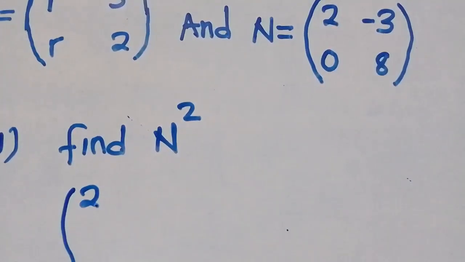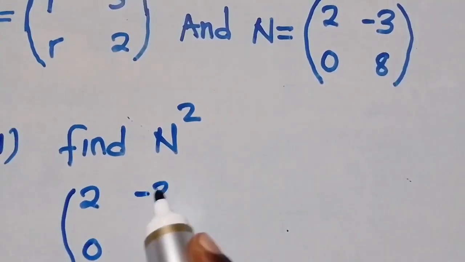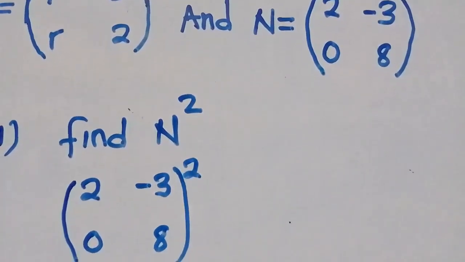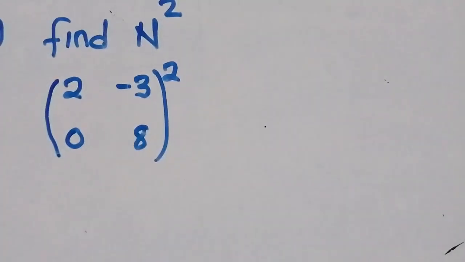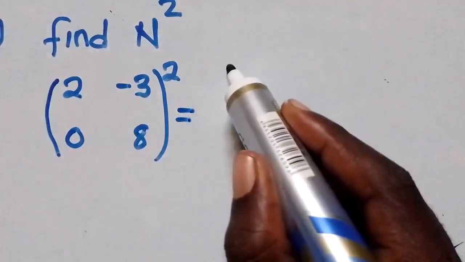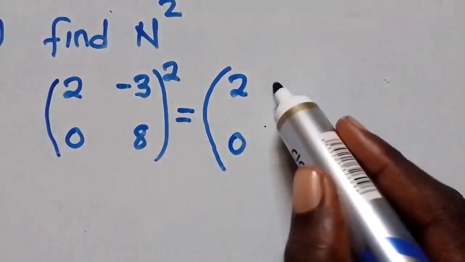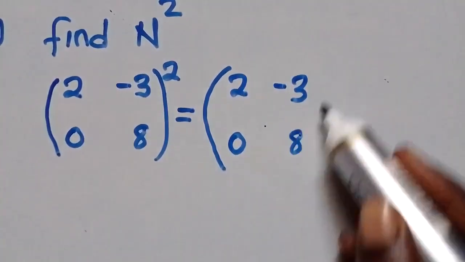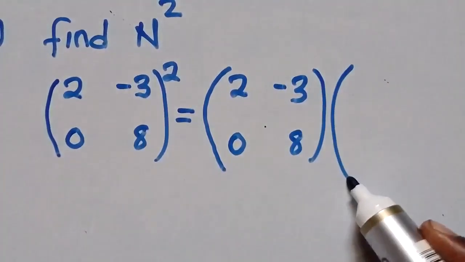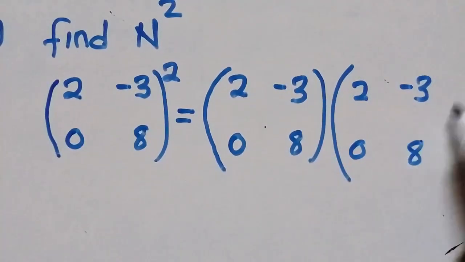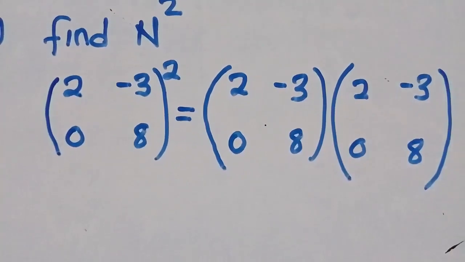So it's the matrix 2, 0, negative 3, 8. Then they are saying squared. So what does it mean? You are told to find that. Meaning the same matrix repeats itself: 2, 0, negative 3, 8, multiplied by 2, 0, negative 3, 8. This is how the matrix is. So now you start multiplying.